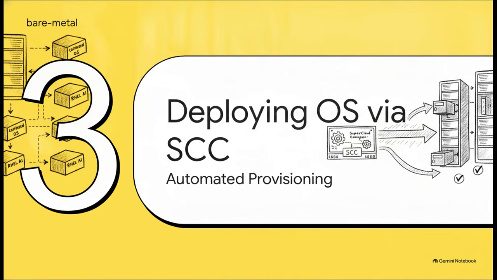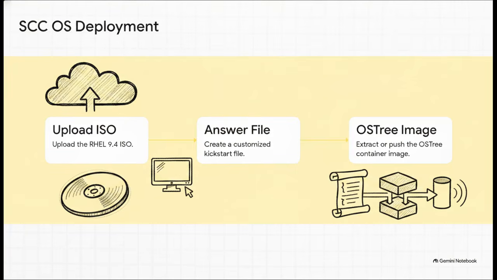Okay, Section 3. Let's look at deploying the OS via SCC with automated provisioning. The deployment process here requires 3 quick preparatory steps. First, you upload your base server ISO. Second, you script out your automation in a customized answer file, which is often called a kickstart file. And third, you just ensure your target OS tree container image is available in your registry. You can think of that OS tree image as a version-controlled Git-like repository for all your operating system binaries.